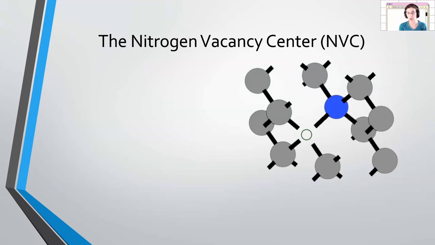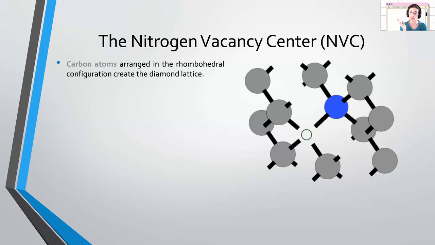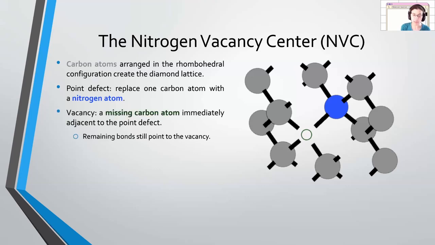So what we have here is the carbon atoms, which are in dark gray. They are oriented in the rhombohedral configuration, and that creates the diamond lattice. This is the natural configuration for diamonds. Now there's something called a point defect, and that is, in our case, a nitrogen. It doesn't have to be nitrogen, but that is the case that we're going to discuss today. And that's here in blue. Immediately adjacent to it, there is a missing carbon atom. This is the vacancy, and that's that little greenish circle there.